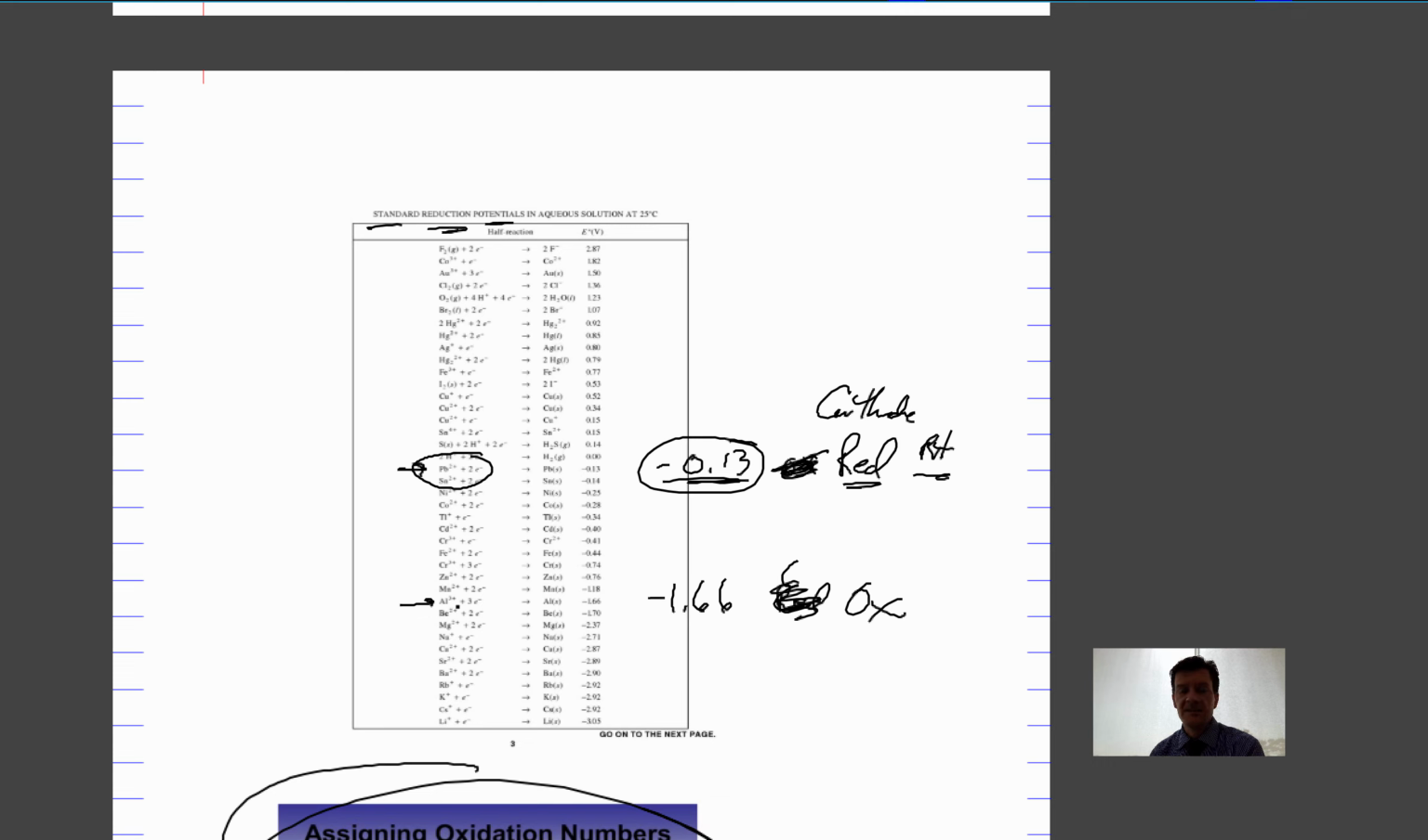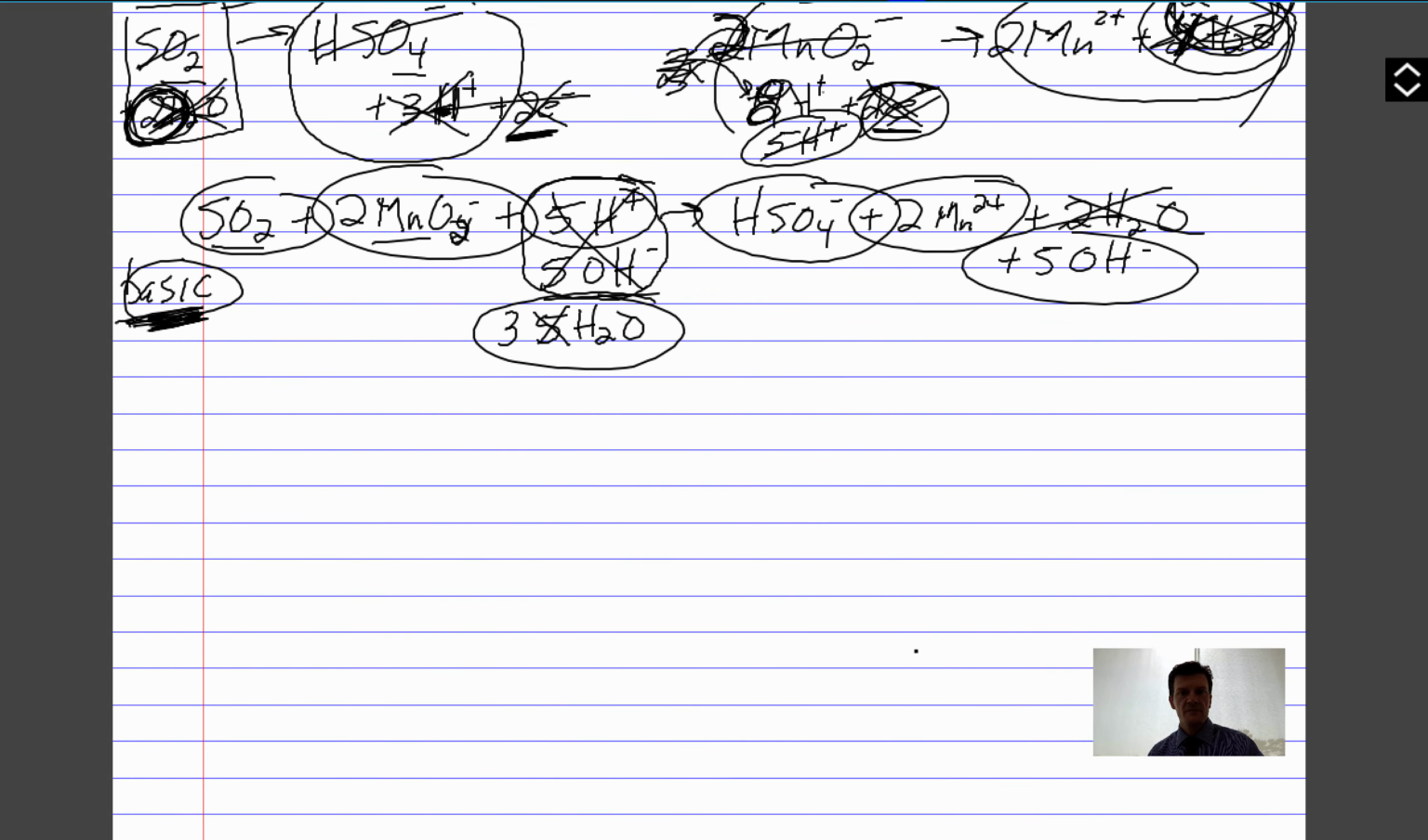The aluminum then is not going to be reduced. It's going to lose the battle, and therefore it's not going to be reduced. It is going to be oxidized, and it's going to lose electrons, and you'll put that on the anode side, which is traditionally on the left. Okay? All right. So let's go back to our drawing here.